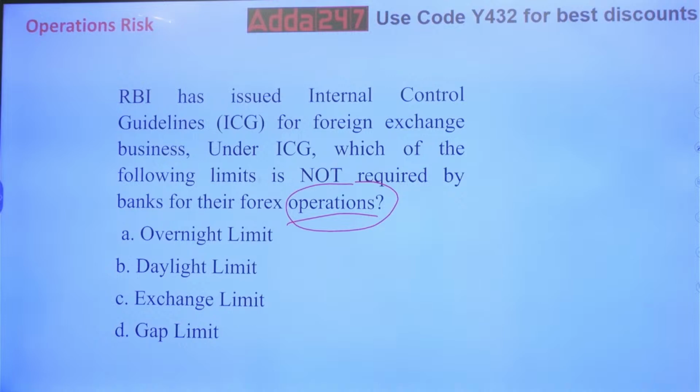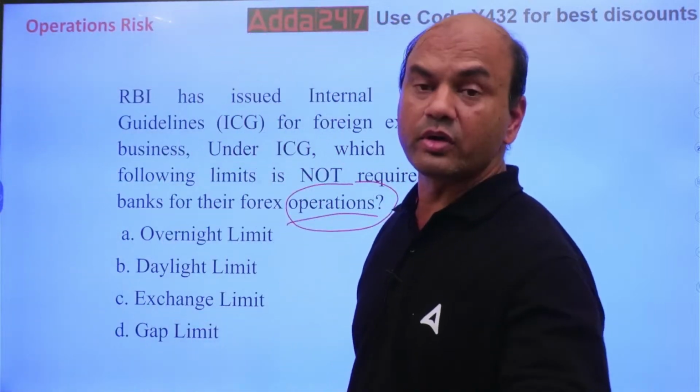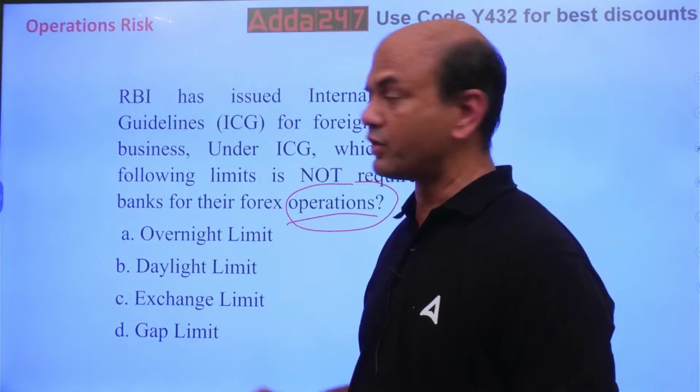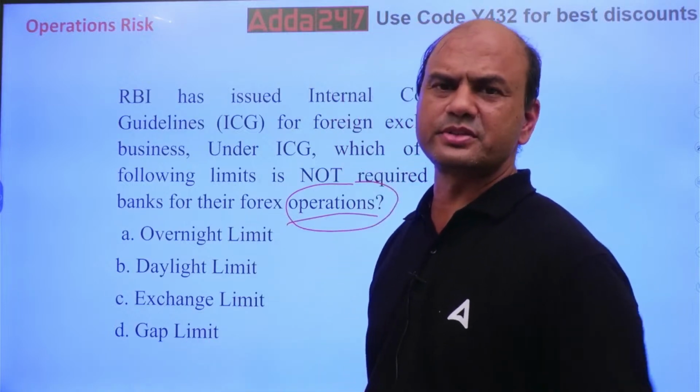Okay. Answer this. What is overnight limit? Overnight limit means this is called as EOD position. In our daily cash in our branch, we have this overnight limit. We call it vault limit. Vault limit means this overnight limit. Same thing is there in forex also.